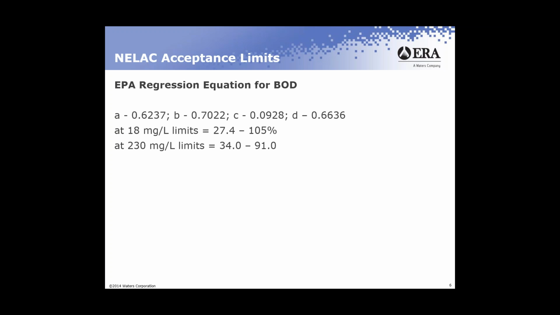So where this becomes valuable information for us is we can take this information and calculate an absolute minimum value for BOD that we could report on our PT and pass. We can calculate an absolute maximum value for our BOD that we can report and still pass. So where we can use this information is to calculate what I call a working range.